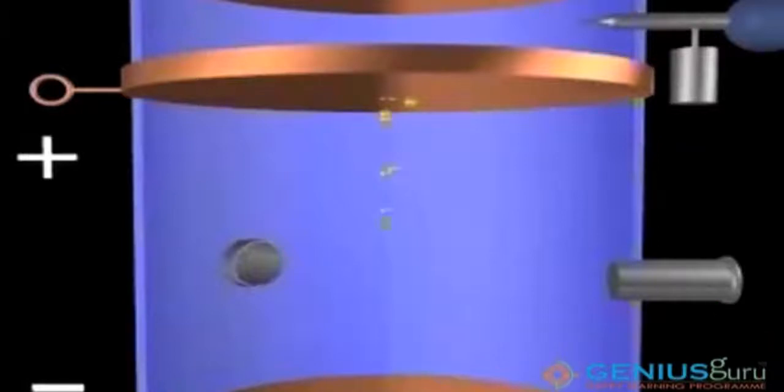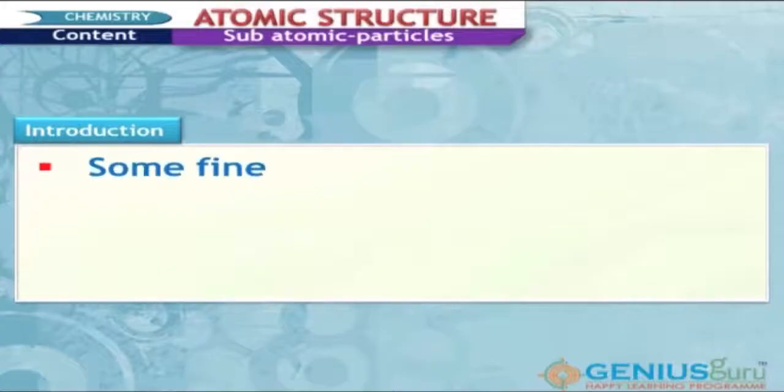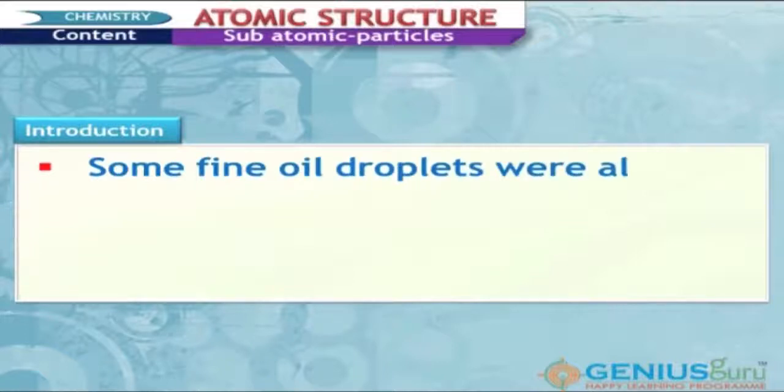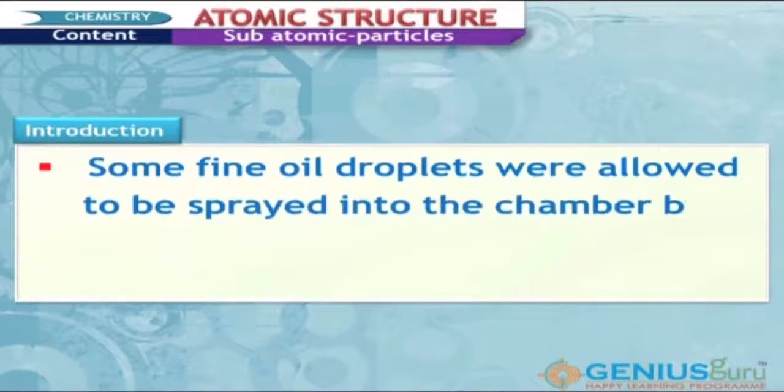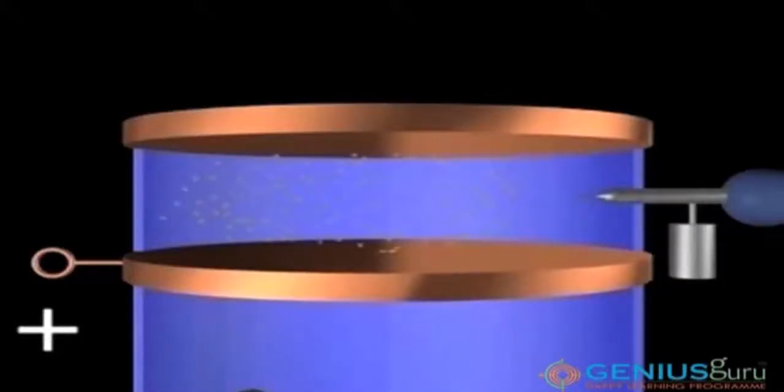This is the microscope. These plates are connected to a high energy source, so therefore these are electrically charged plates. Now some fine oil droplets were allowed to spread into the chamber by this atomizer. Look at this. Oil drops are coming from this atomizer on the upper chamber.